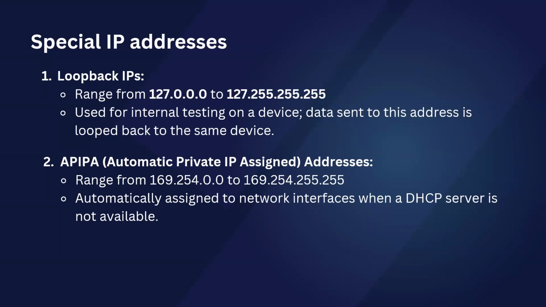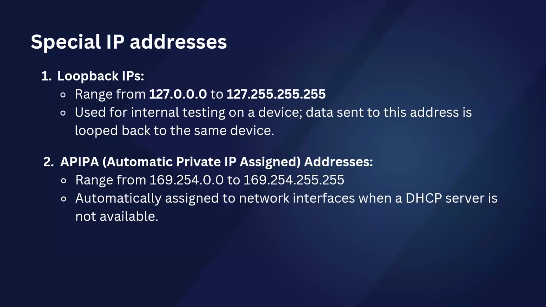These range from 169.254.0.0 to 169.254.255.255. So any IP starting with 169.254 is an APIPA IP. Okay. And this is a special IP assigned to your device by the operating system, whether it be the Windows operating system or the Linux operating system or the Mac operating system. Okay. The operating systems will assign this IP in a special case scenario.